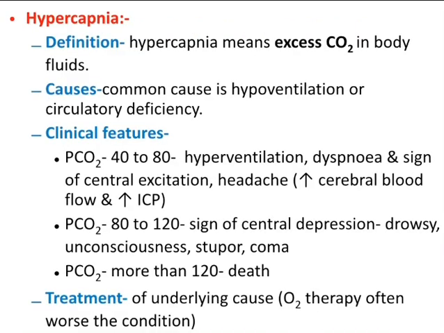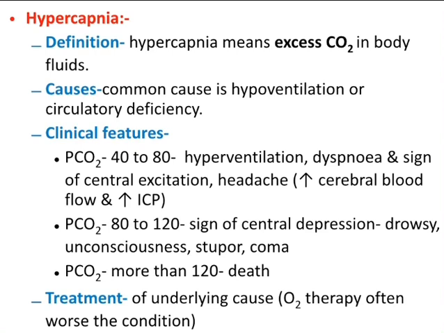Next, we are going to discuss hypercapnia. It means excess carbon dioxide in the body. Its common cause is hypoventilation or circulatory deficiency. If we talk about its clinical features, hypercapnia is divided into different types according to its level. When partial pressure of carbon dioxide is 40 to 80 mm of mercury, the symptoms are hyperventilation, dyspnea and signs of central excitation. Over here there may be headache. It is due to increased cerebral blood flow and increased intracranial pressure.